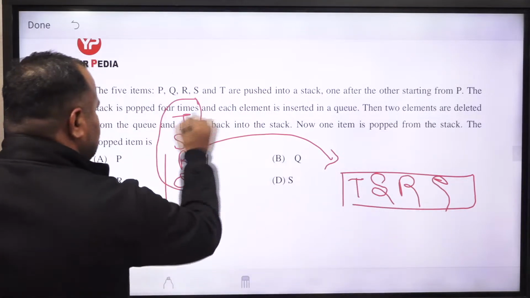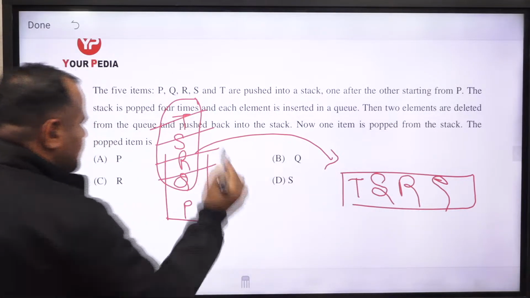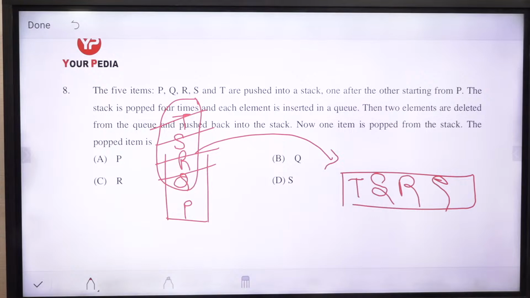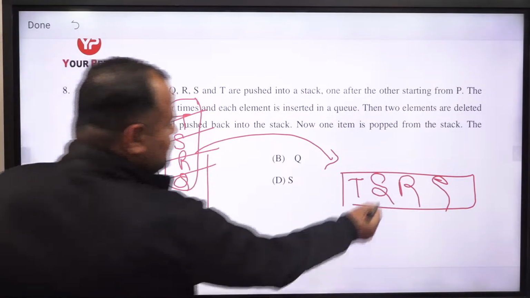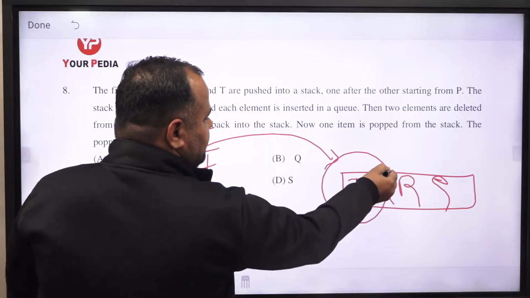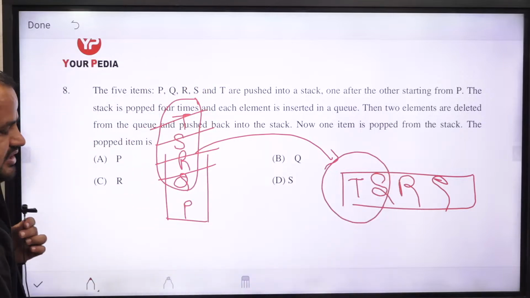Fine. So these 4 items we are going to pop out from this stack. Then 2 elements are deleted from the queue. Now we have to delete these 2 elements. Why? Because in the queue, first in, first out.